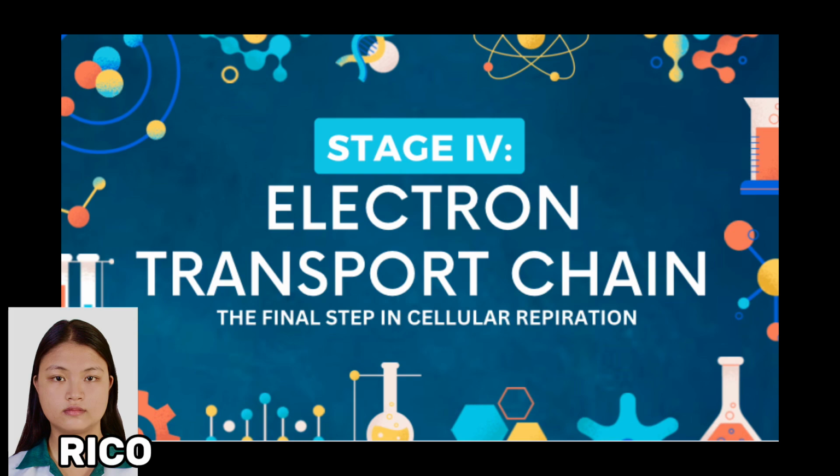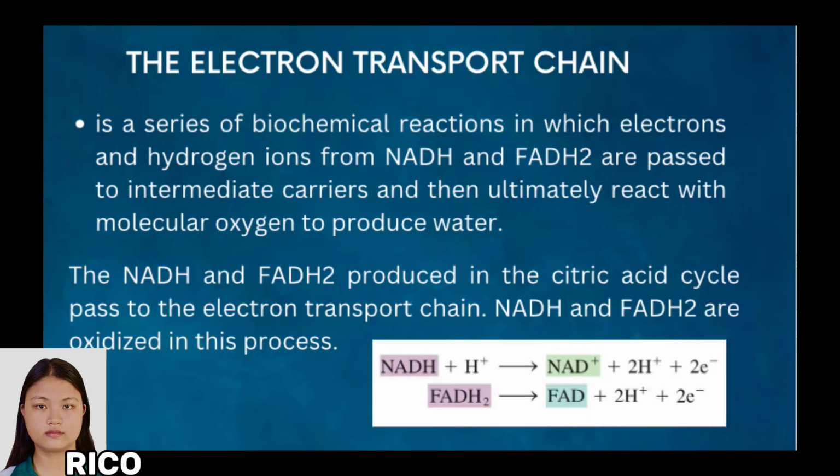Today I will be discussing a critical part of cellular respiration, which is the electron transport chain, or ETC. This is the fourth stage in the process that allows our cells to produce energy in the form of ATP. So what is the electron transport chain? Well, it is a series of biochemical reactions in which electrons and hydrogen ions from NADH and FADH are passed to intermediate carriers and then ultimately react with molecular oxygen to produce water.